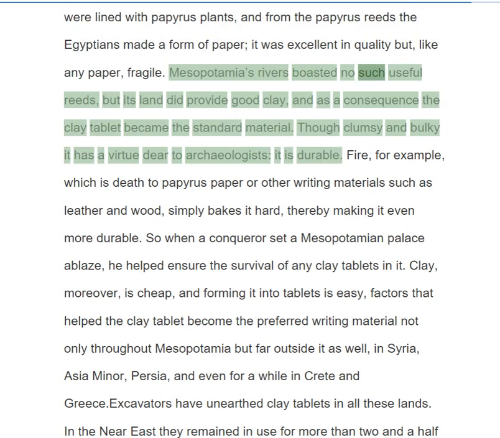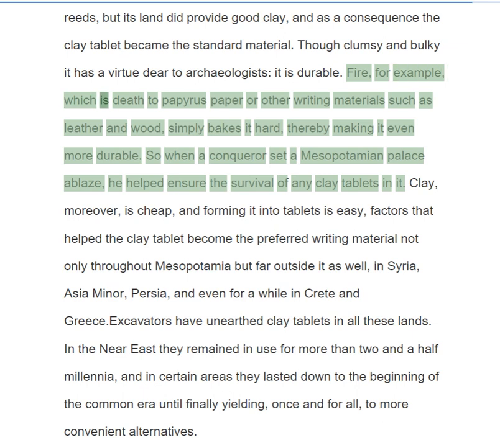Mesopotamia's rivers boasted no such useful reeds, but its land did provide good clay, and as a consequence the clay tablet became the standard material. Though clumsy and bulky, it has a virtue dear to archaeologists: it is durable. Fire, for example, which is death to papyrus paper or other writing materials such as leather and wood, simply bakes it hard, thereby making it even more durable. So when a conqueror set a Mesopotamian palace ablaze, he helped ensure the survival of any clay tablets in it.